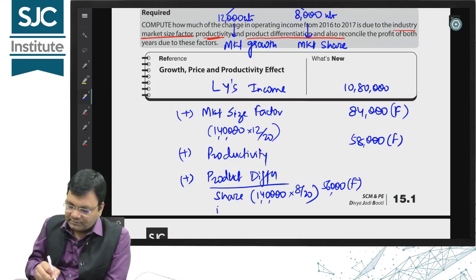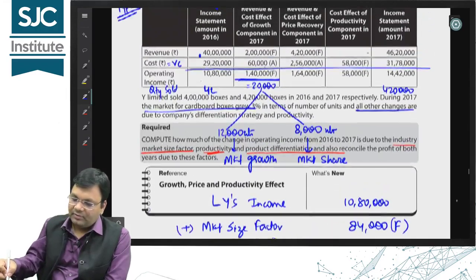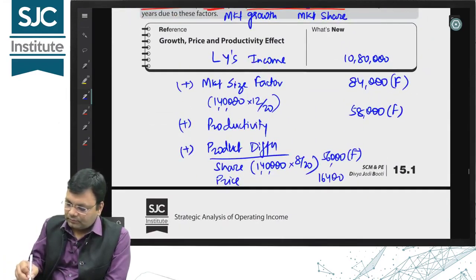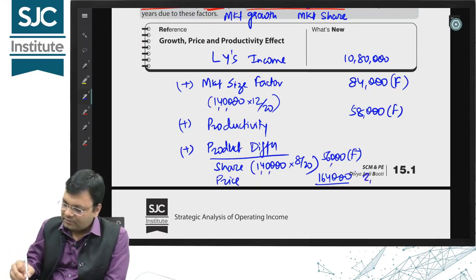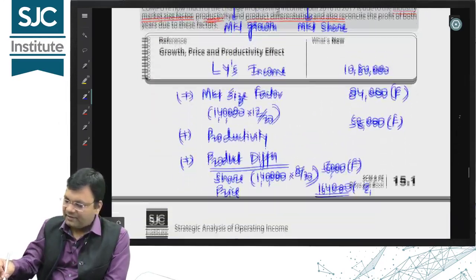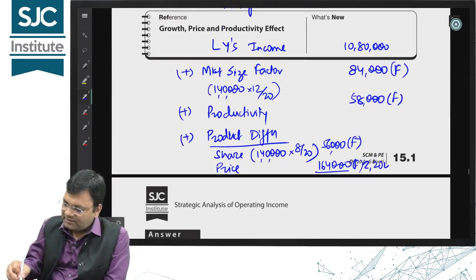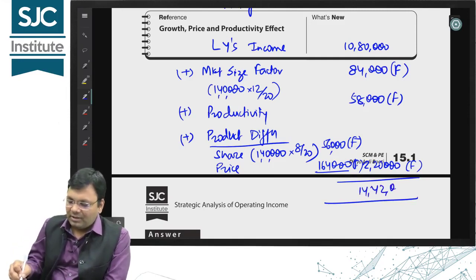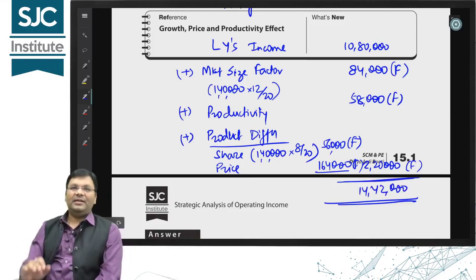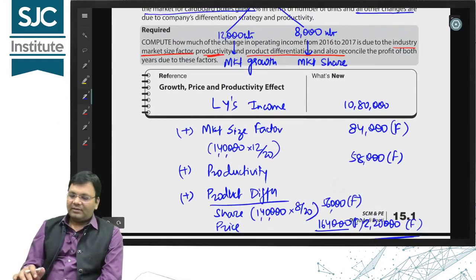After share, price recovery is to be added here, which is 1,64,000. So adding this, 164 plus 56 is 2,20,000. Price recovery is also favorable. 2,20,000 is favorable. So now we can add all favorable. Favorable should be added, adverse should be subtracted from the profit. 1080, 84, 58, 220. You can check it's 1442, and it has to come because we have not done anything extra apart from just reclassification. So our sum is done.